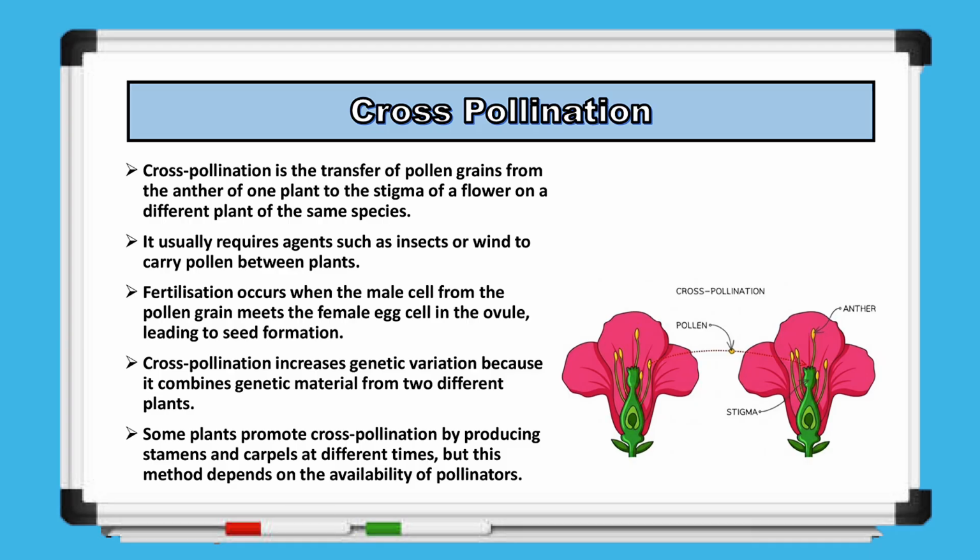This usually happens with the help of agents such as insects or wind that carry the pollen from one plant to another. Fertilization occurs when the male cell from the pollen grain reaches the ovule and fuses with the female egg cell, leading to the formation of seeds. Cross-pollination increases genetic variation because genetic material from two different plants is combined. Some plants also encourage cross-pollination by producing stamens and carpels at different times. However, this process often depends on the presence of pollinators to transfer the pollen between plants.